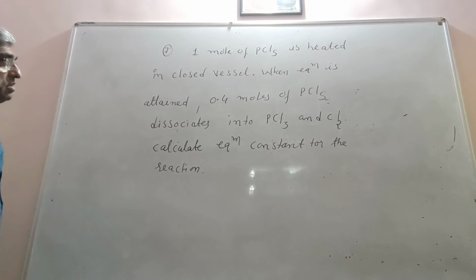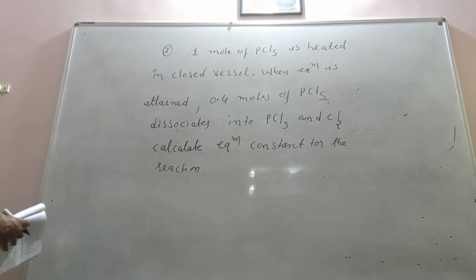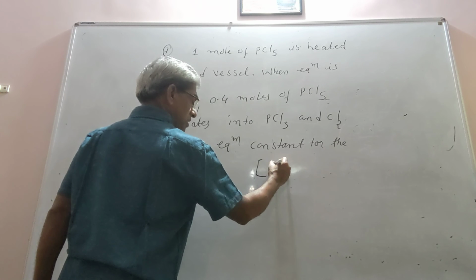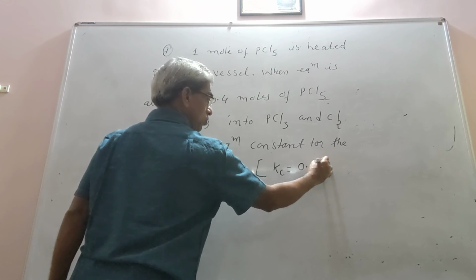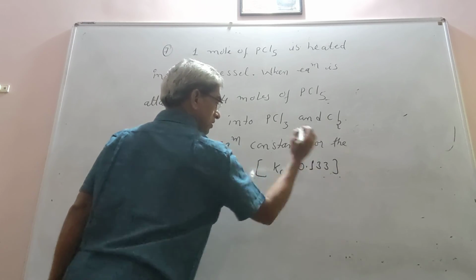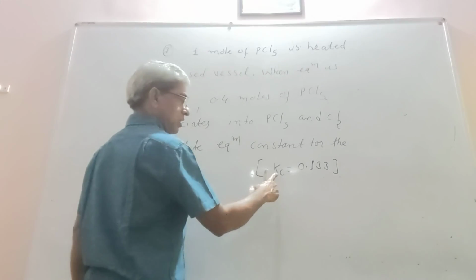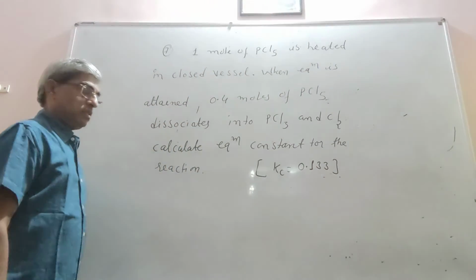Yes, this is your homework. Do it at home carefully. I will write the answer in brackets, and tally with this answer. Kc equal to 0.133. Answer of this numerical, equilibrium constant equal to 0.133.